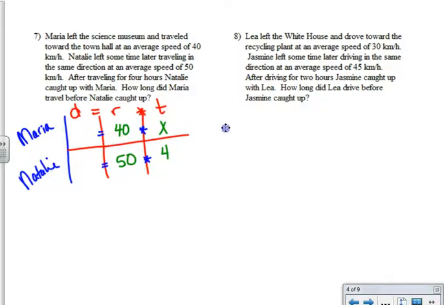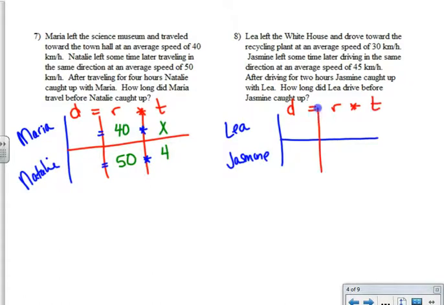So, next question. I'm going to let you set that one up on your own. I will set up the chart for you a little bit. We've got Leah and we've got Jasmine. And the ladies are driving or something, I don't know. Distance equals rate times time. It's going to be your setup. And I'm going to let you take it from there.